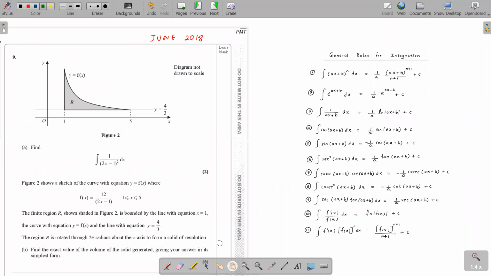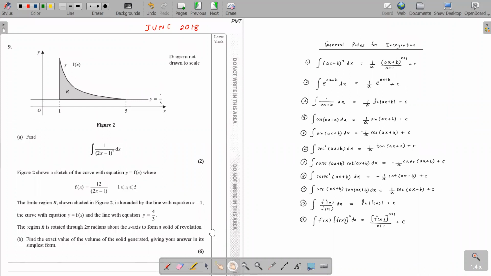Okay, so now we'll move to the next integration question, June 2018, question number 9. They say here, find the integration of 1 over (2x minus 1) squared dx. Okay, how do you do the integration of 1 over (2x minus 1) squared? So basically what we use here is, I have written here, these are my general rules I use for integration. You learn these rules in P3.